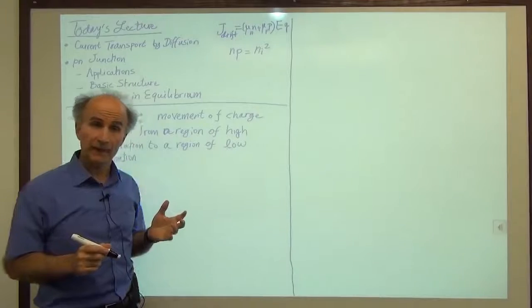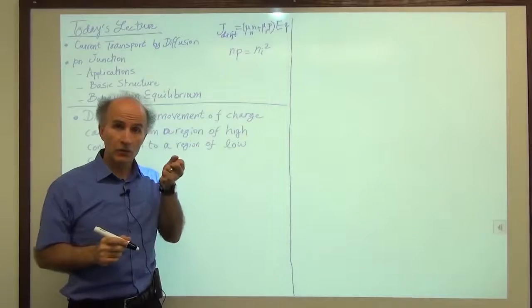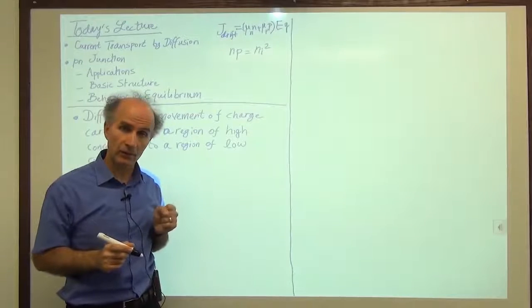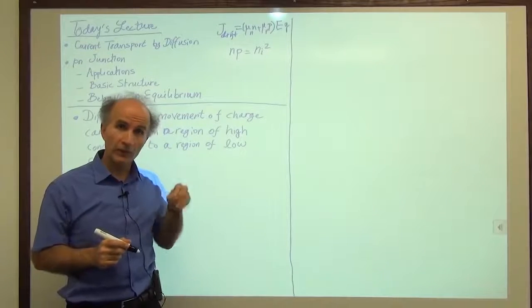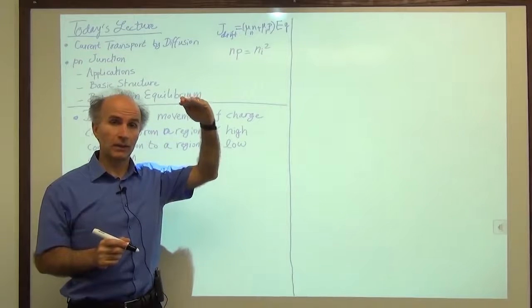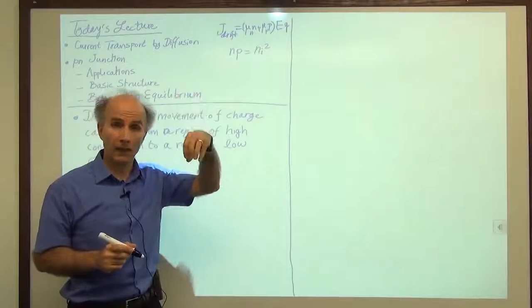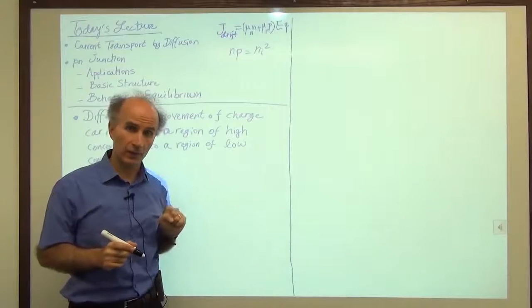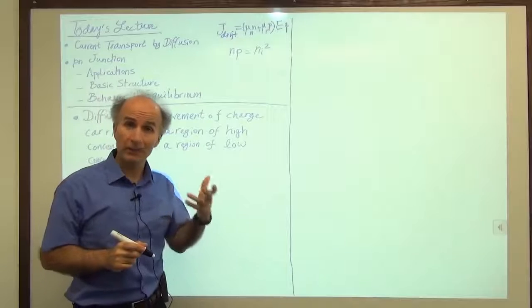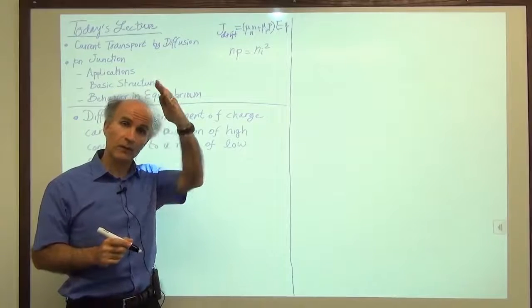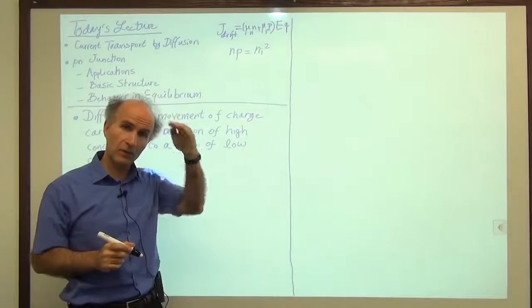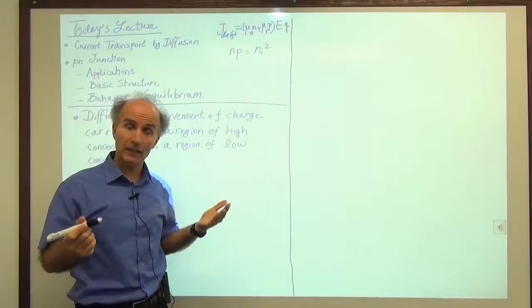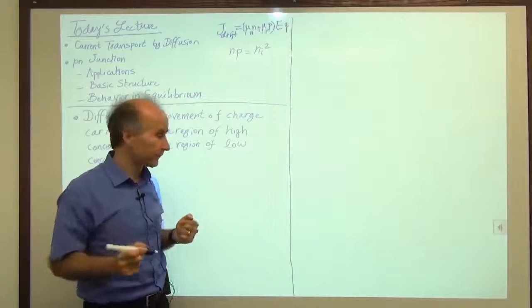So what we see is that if we inject charge, for example, electrons into a piece of semiconductor, then at the point of injection we have a high concentration. And they don't want to stay there. They begin to diffuse away into the regions that have a lower concentration. And that's how we get a current, because the charge is moving from the high concentration region to the low concentration region. And that is current, because current is defined as the movement of charge.